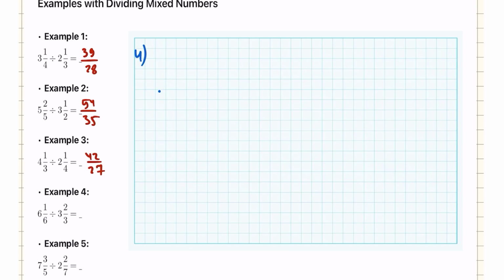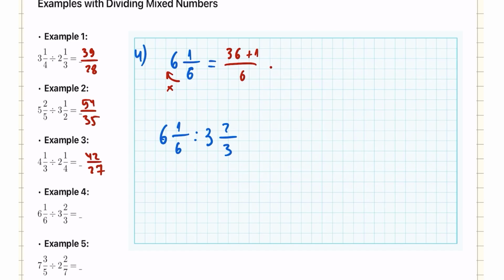Now fourth one, we have 6 and 1 over 6 divided by 3 and 2 over 3. First one, 6 and 1 over 6, we need to convert. 6 times 6 is 36 plus 1 over 6, which is 37 over 6. Now second one, 3 and 2 over 3. 3 times 3 plus 2 plus 2 over 3, which is 11 over 3.